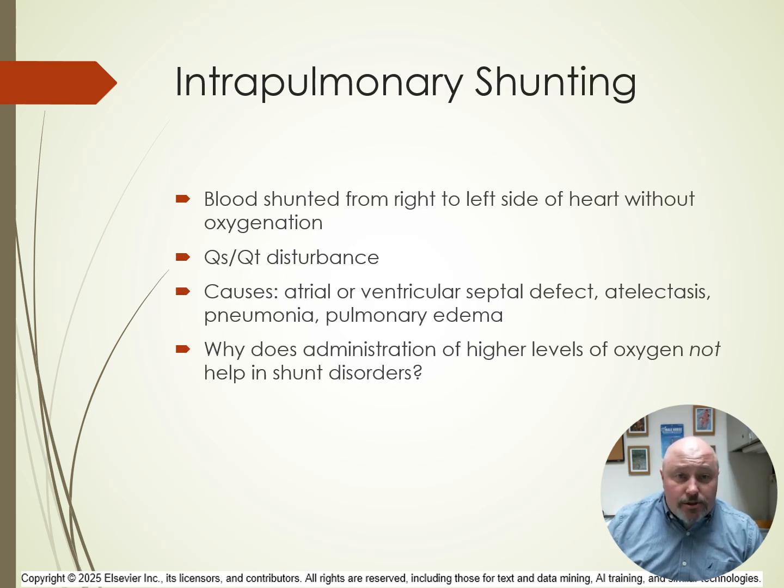A pathological shunt exists when areas of the lung that are inadequately ventilated are adequately perfused. The blood, therefore, is shunted past the lung and returns unoxygenated to the left side of the heart. Primary causes of shunting leading to hypoxemia include atelectasis, pneumonia, or pulmonary edema.